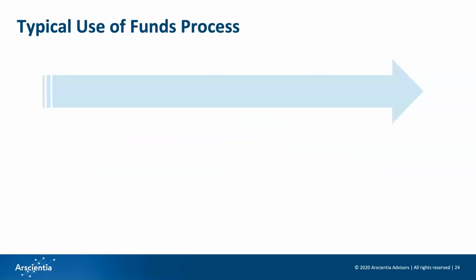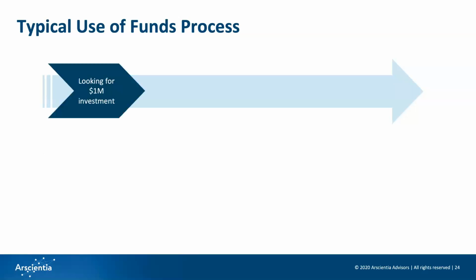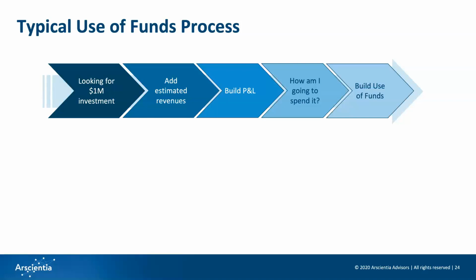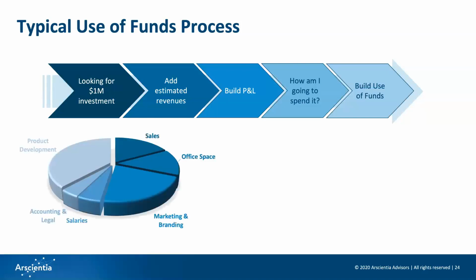So this is a typical use of funds process of how people often create it. The first thing they do is they say, I'm looking for a $1 million investment. Then the next thing is, I estimate some revenues. After that, I build my P&L, and then I think about how I'm going to spend it. Then I build a use of funds: some money on product development, some on sales, maybe some office space. Even under COVID, we might need some office space. And I do some marketing, and I have a little bit for accounting and salaries.